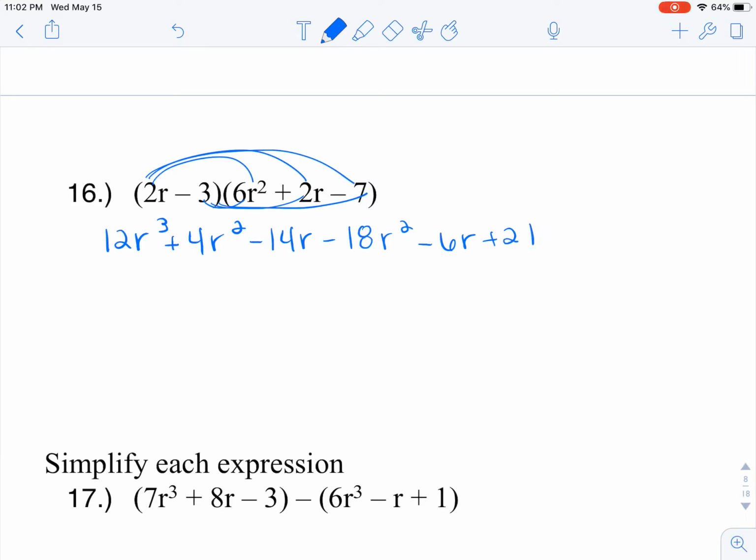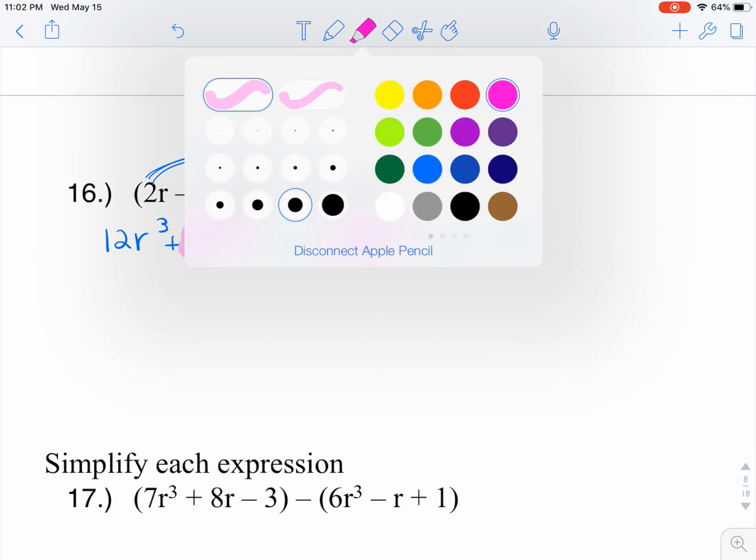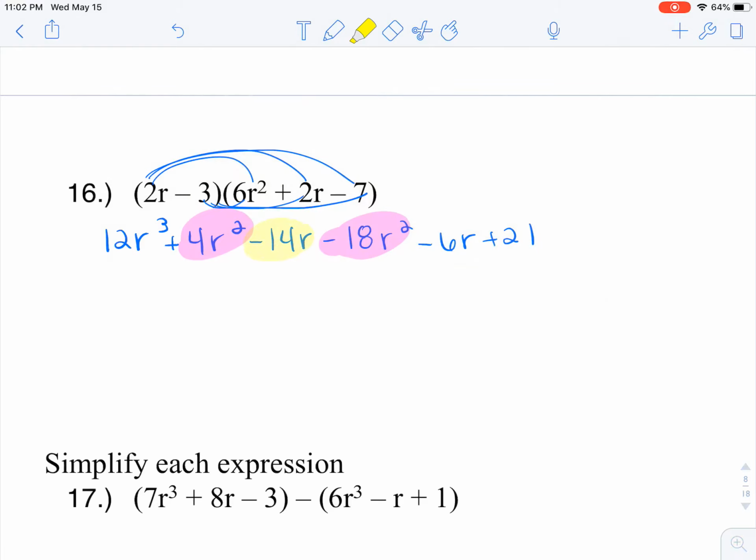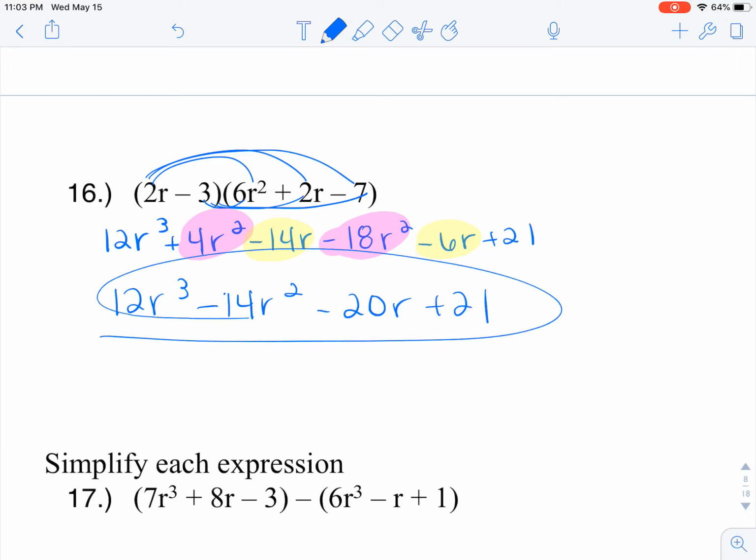Now you'll notice that here's an r squared and here's an r squared. So we'll be able to combine those. And then here we have 14r and then 6r. So we can combine those. Again, it's all the middle terms. So 12r cubed minus, let's see, 4 minus 18 is going to give us negative 14r squared. And then negative 14 minus 6 is going to be negative 20r, and then plus 21. And then that's your solution.